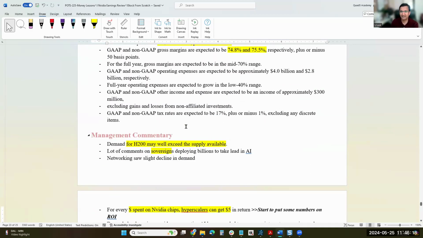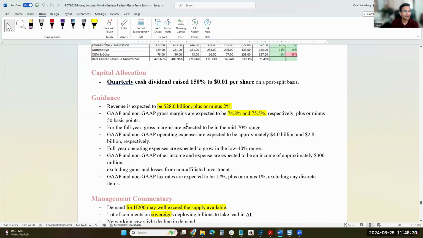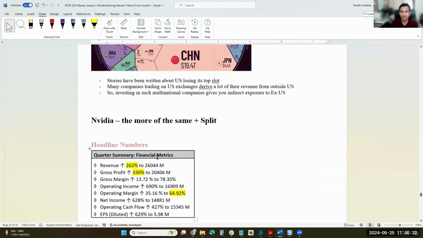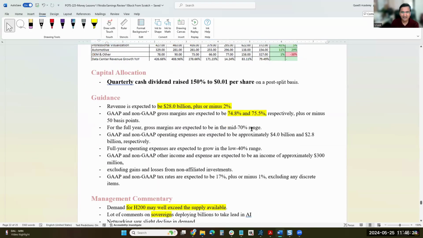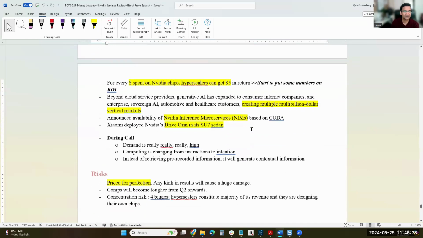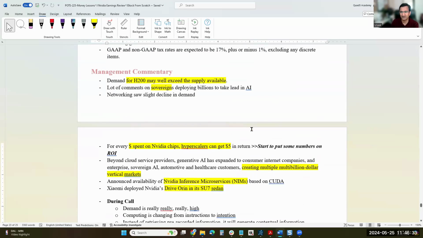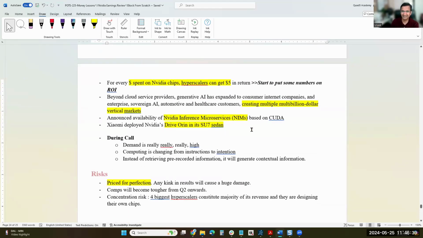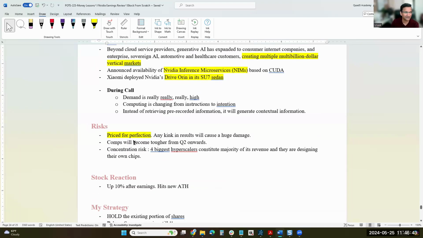So today I can say they grew 200 plus percent, 262%. Next comp we'll have to see, right? I don't think it's going to grow 262% because they already guided for $28 billion. From $13 billion to $28 billion is 100% plus. Still a great growth, but much less when you start looking at the comps perspective.